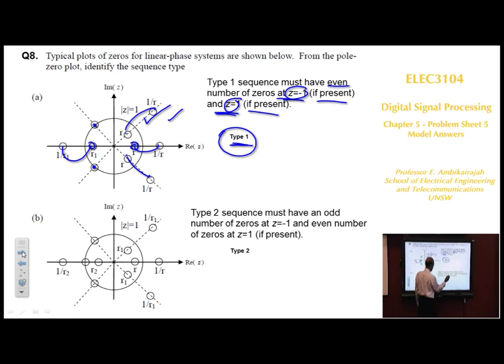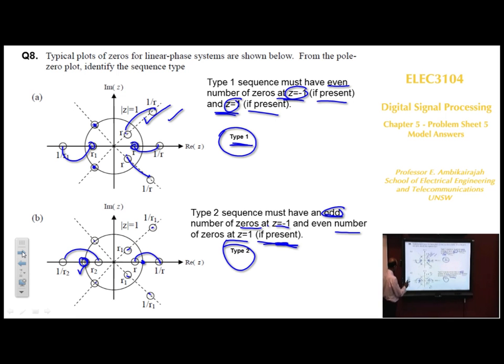The reason is, have a look, it must have an odd number of zeros at z equal to minus 1 and even at z equal to 1 if present. Okay, so we go here, reciprocal of that, reciprocal is there, that one is fine. This one is reciprocal, that's okay. This one is reciprocal. And we've got 1 zero at z equal to minus 1. So, odd number of zeros. So that's fine, that satisfies that. And if present, there's nothing here, so we don't need to worry. So it is type 2.